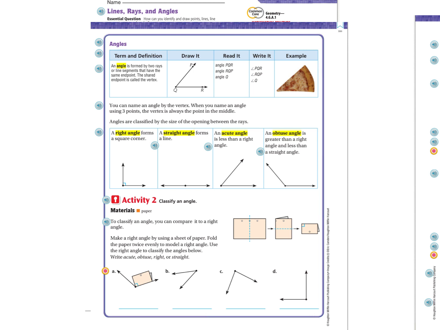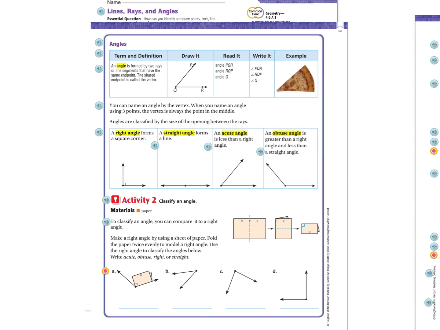Okay, an example is a piece of pizza. Who likes pizza? Yes. Yeah, it's pretty great. So that's an example of an angle. All right, you can name an angle by the vertex. When you name an angle using 3 points, the vertex is always the point in the middle. Good. Angles are classified by the size of the opening between the rays.